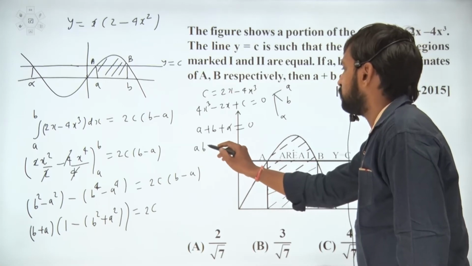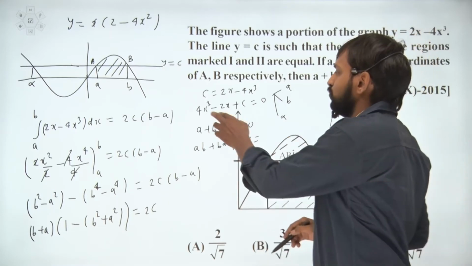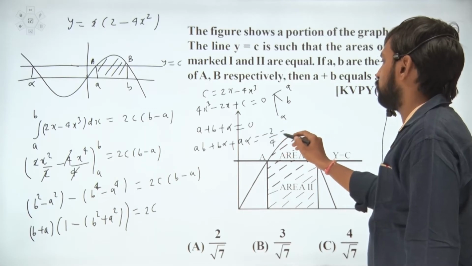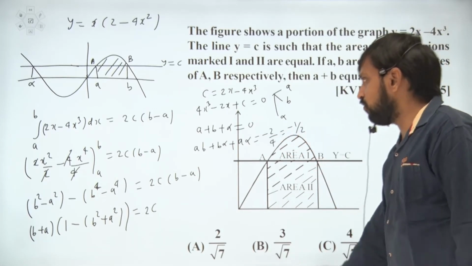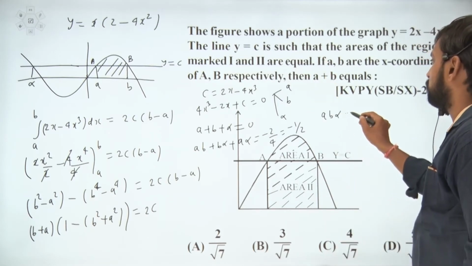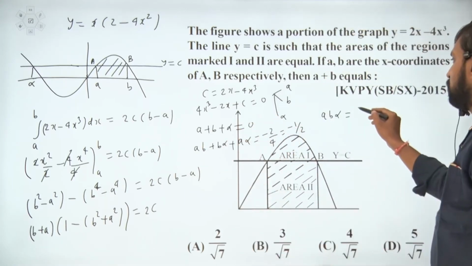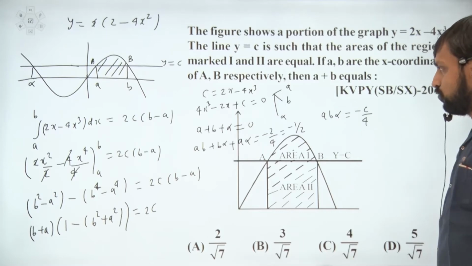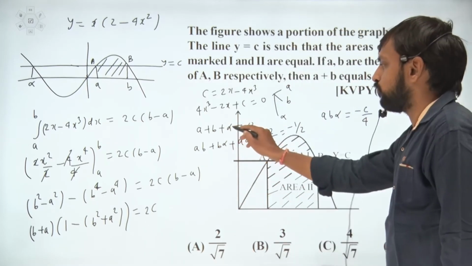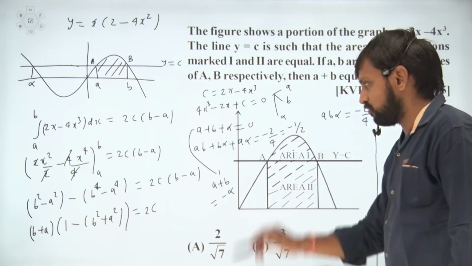What is ab plus b alpha plus a alpha? That will be equal to c by a, which is minus 2 by 4. So that will be equal to minus 1 by 2. Now the product of roots, a b alpha, will be equal to minus d by a. So that will be equal to minus c by 4. Now from the first equation we say a plus b is equal to minus alpha.